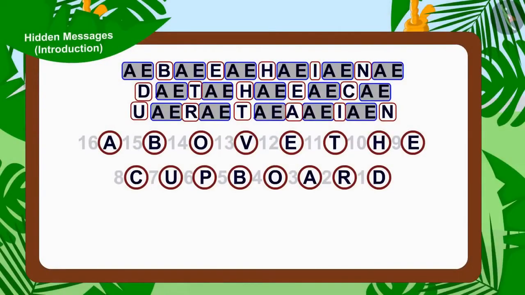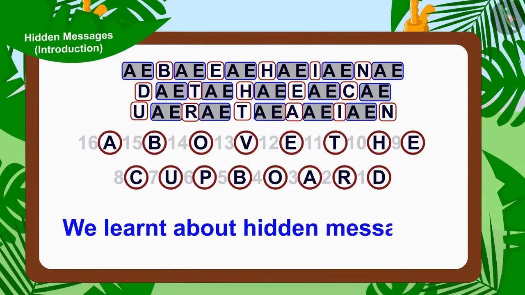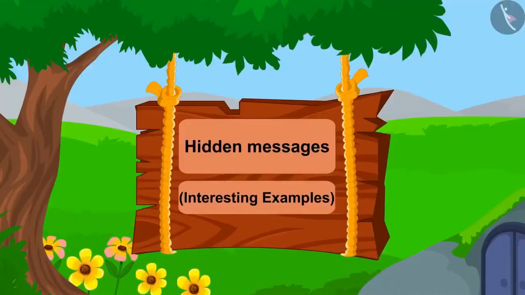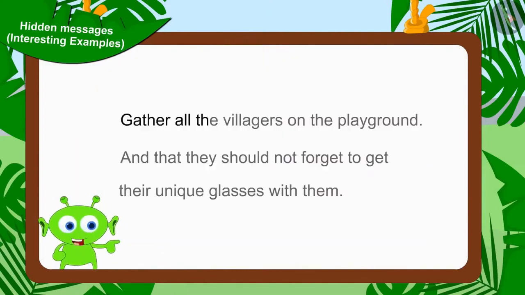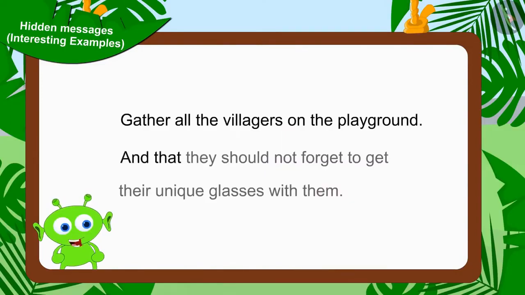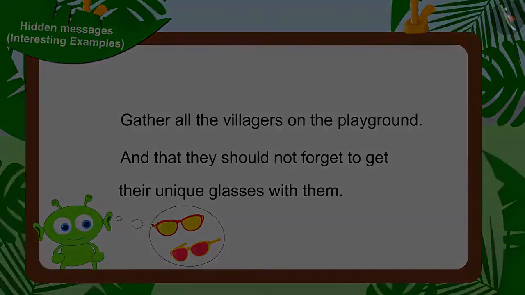Hello children! In the previous video, we learnt about hidden messages. In this video, we will see some more interesting examples related to this. Jeev has informed Raju and Bablu through a letter to gather all the villagers on the playground and that they should not forget to get their unique glasses with them.